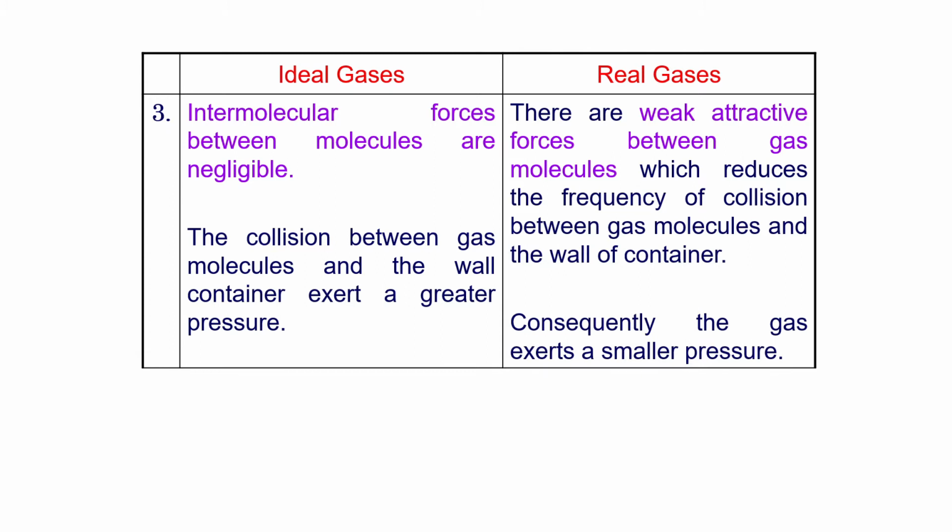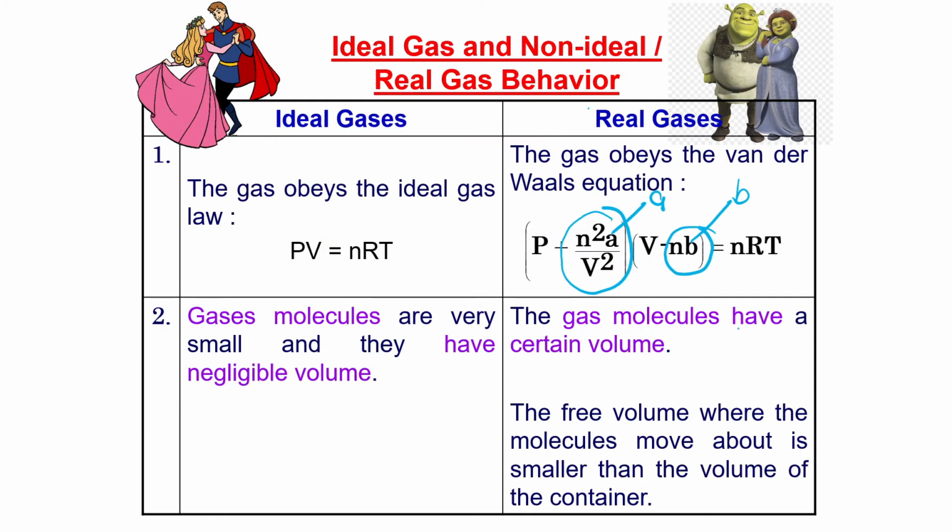Intermolecular forces between the molecules are negligible, and the collision between the gas molecule and the wall of the container exerts a greater pressure. While for real gas, there are weak attractive forces between the gas molecules, which reduce the frequency of collision between gas particles and the wall of the container. Subsequently, the gas exerts a smaller pressure. Kalau untuk real gas sebenarnya dia mempunyai pressure yang lebih kecil. That's why nampak di sini kita minus for the pressure, n squared a over V squared.